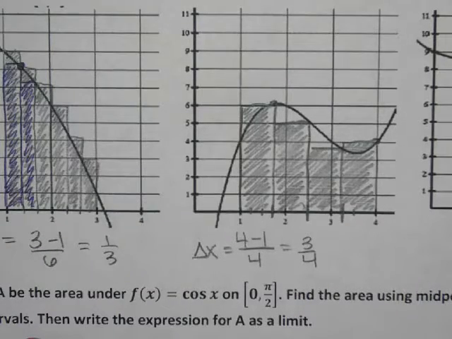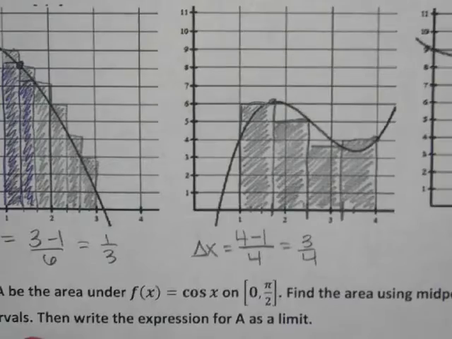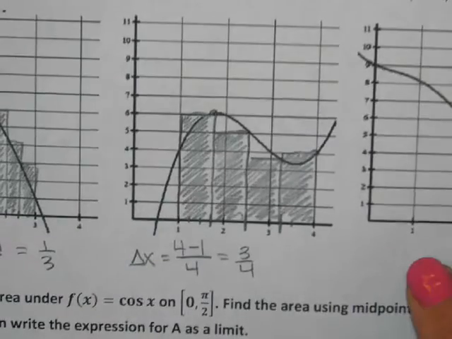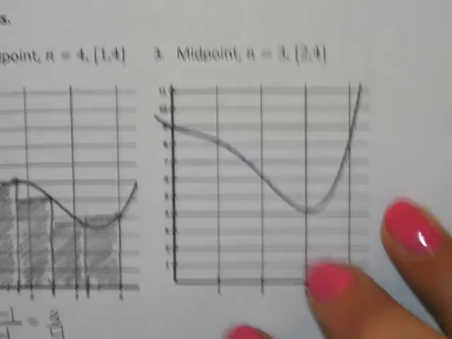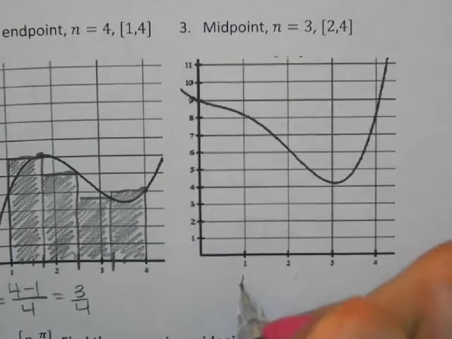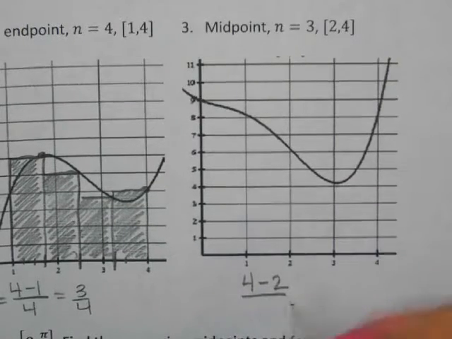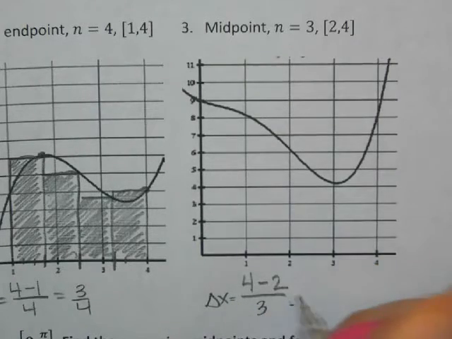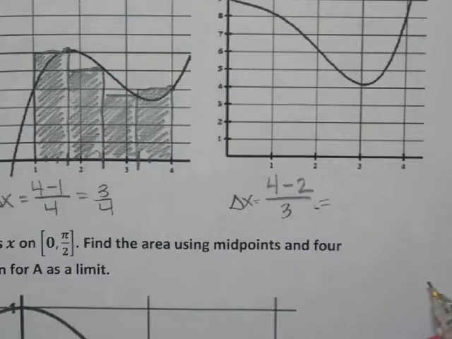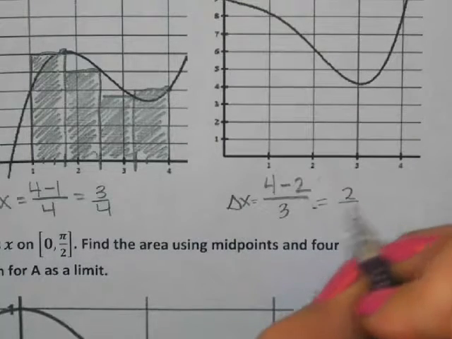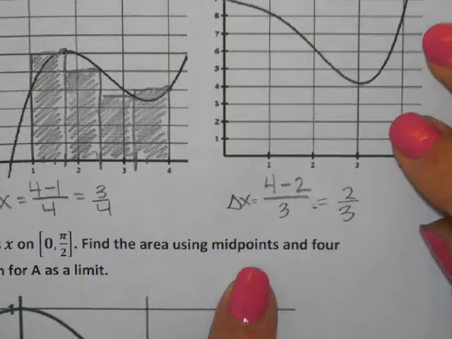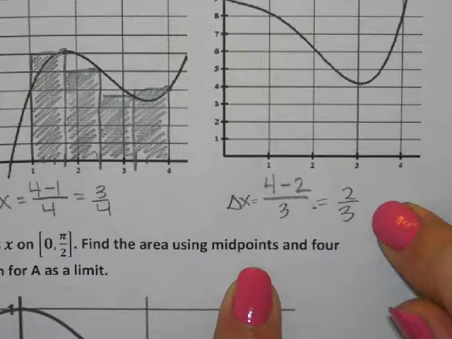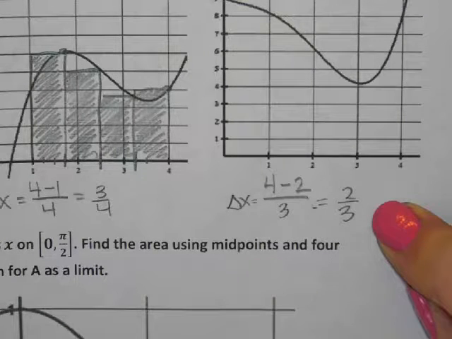Okay. All right. The next one says our interval is from 2 to 4. And we have 3 subintervals, so we're going to do 4 minus 2 divided by 3. So what is the width this time? 2/3. Okay, so be careful of this one though because these are midpoints. So to find the height of our rectangle, we have to look at the middle of our interval.